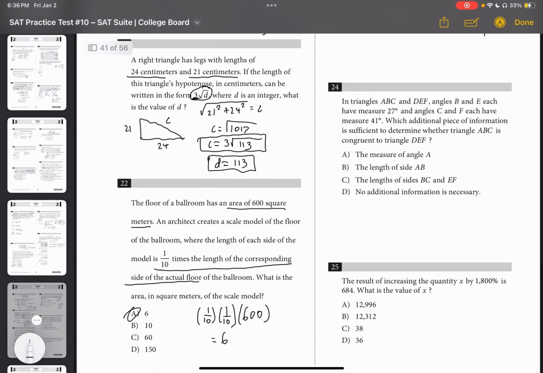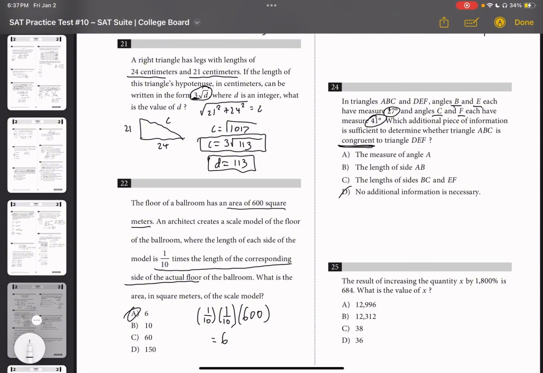And yeah, question 24. In triangles ABC and DEF, angles B and E each have a measure of 27 degrees, and angles C and F each have measures of 41 degrees. Which additional piece of information is sufficient to determine whether triangle ABC is congruent to triangle DEF? So if we are trying to find out if they're congruent, we need to know that not only the interior angles are the same, but also the side lengths. So we need to know something about the lengths of the sides of each of these triangles.